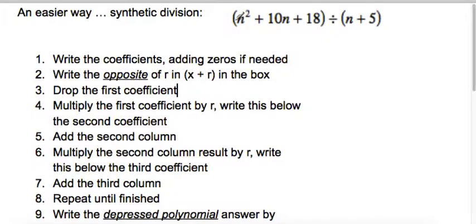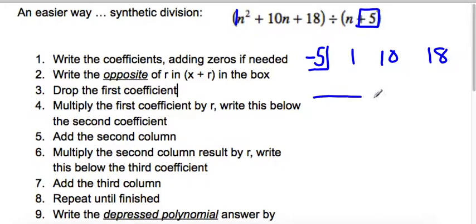So what we're going to do is we're going to take these coefficients, 1, 10, and 18, and we're going to write them down, just like that. And then we're going to make a little box right here, and we are going to take the opposite of this number, so -5, we're going to put it in that box. This is the setup for synthetic division.